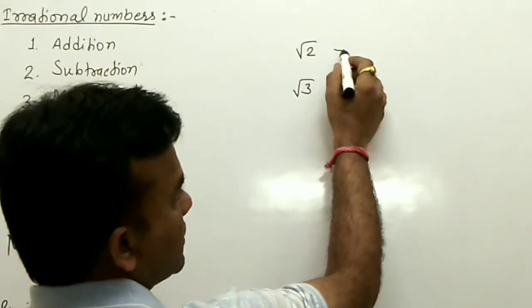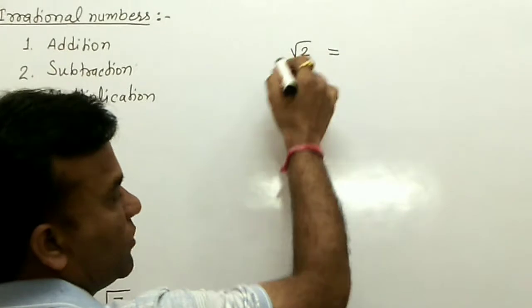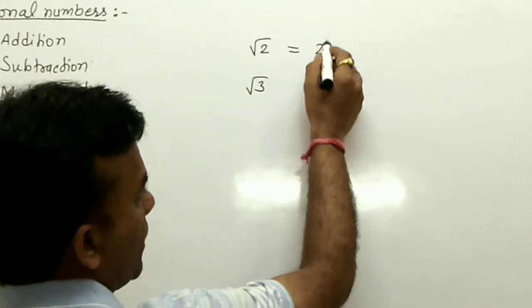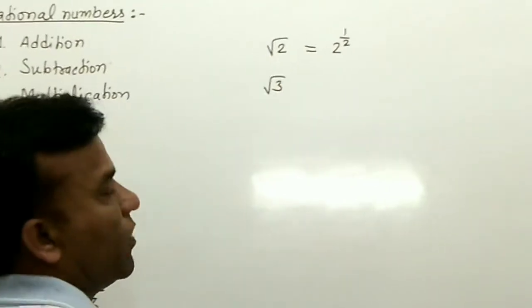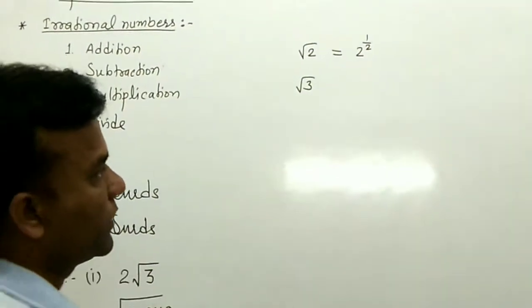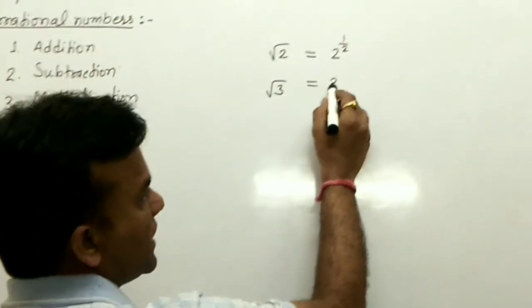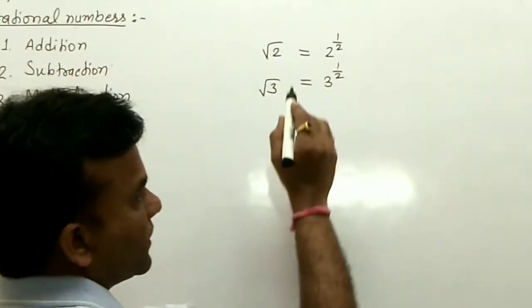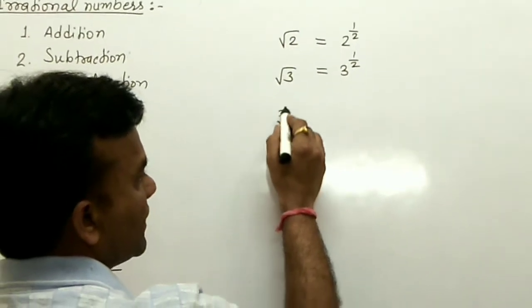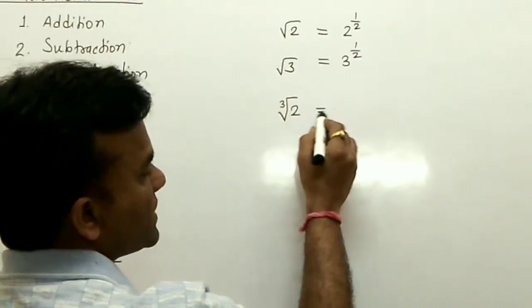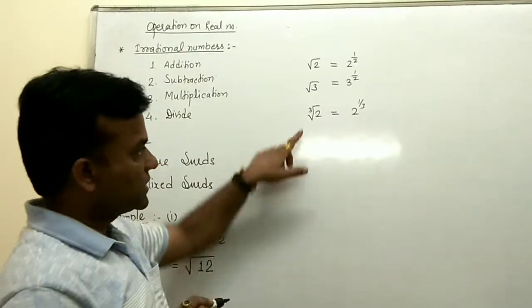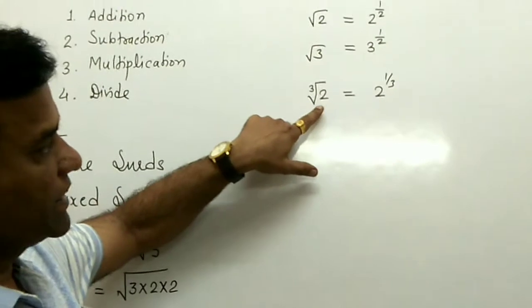It means if this given form in the radical is represented in exponential form, then it is to the power 1 by 2. Every root sign with no number shows the power is 1 by 2. Similarly, root 3 means 3 to the power 1 by 2. Similarly, when 3 is written on the root sign and then 2, it means 2 to the power 1 by 3. So this is the power of this radical sign.